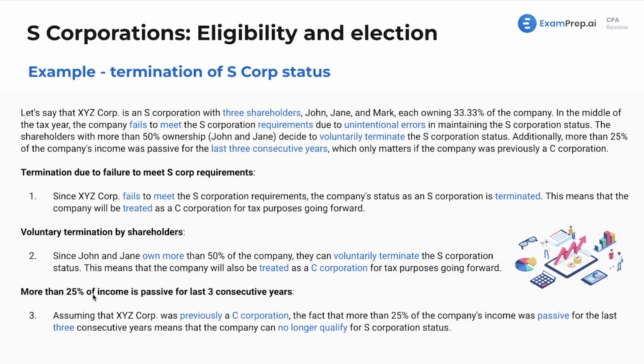More than 25% of income is passive for the last 3 consecutive years. Now, assuming that XYZ Corporation was previously a C Corporation, the fact that 25% of the company's income was passive for the last 3 consecutive years means that the company can no longer qualify for S Corp status. Again, just remember what types of entities these are meant for: smaller businesses that are actively conducting business, maybe a small real estate company, something like that.